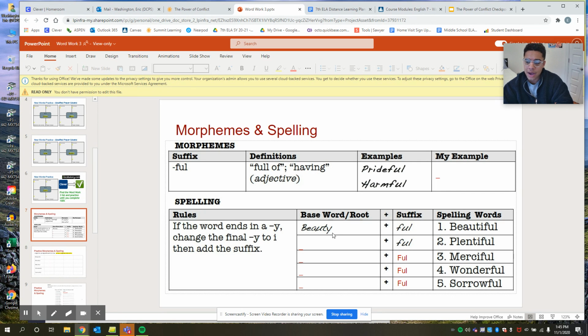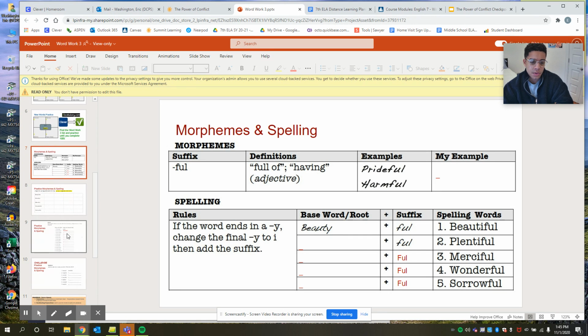So we'll take the Y out, we'll add an I, and then we'll add our suffix ful, which gives us beautiful. And you'll do that for plentiful, merciful, wonderful, and sorrowful. In this instance, you are identifying the base word. If the spelling word is beautiful, then our base word is beauty. If the spelling word is plentiful, then our base word is plenty. Let's see if you can do the other three.